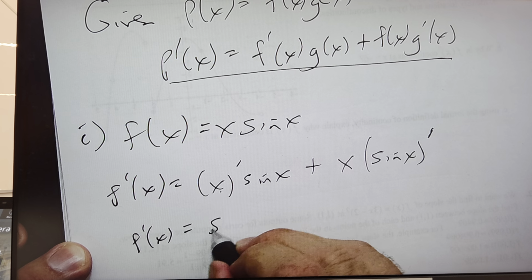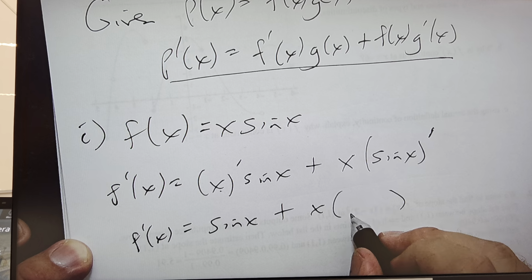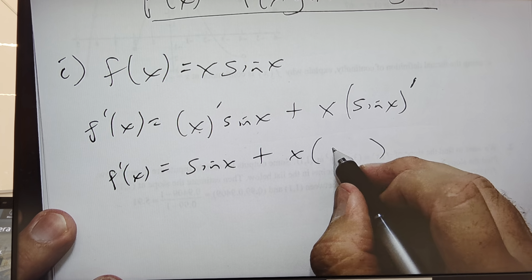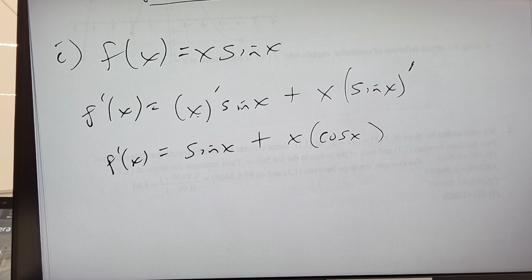So we got 1 times sine. And what's the derivative of sine? Cosine. Cosine. It's a little more complicated than we wish it was, but too bad. That is what it is.